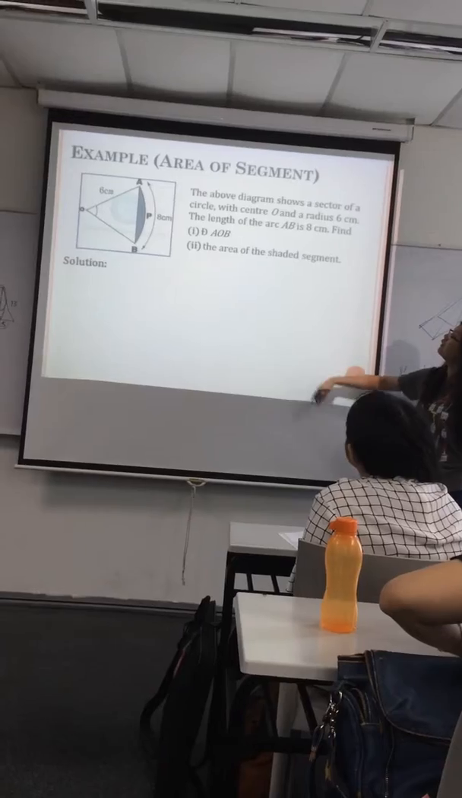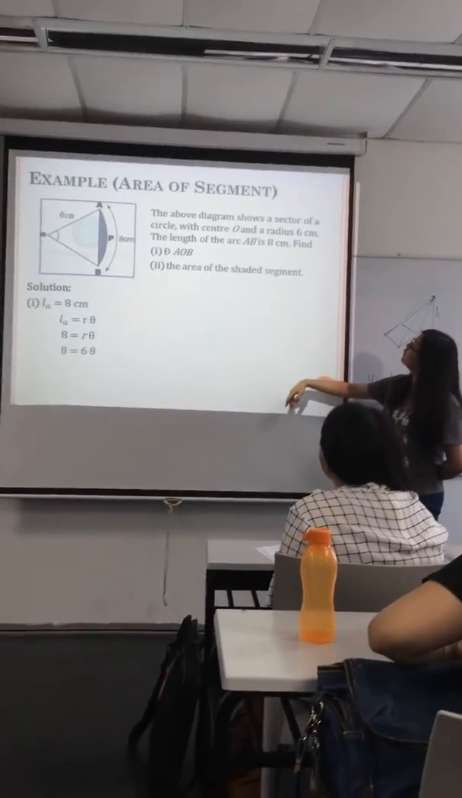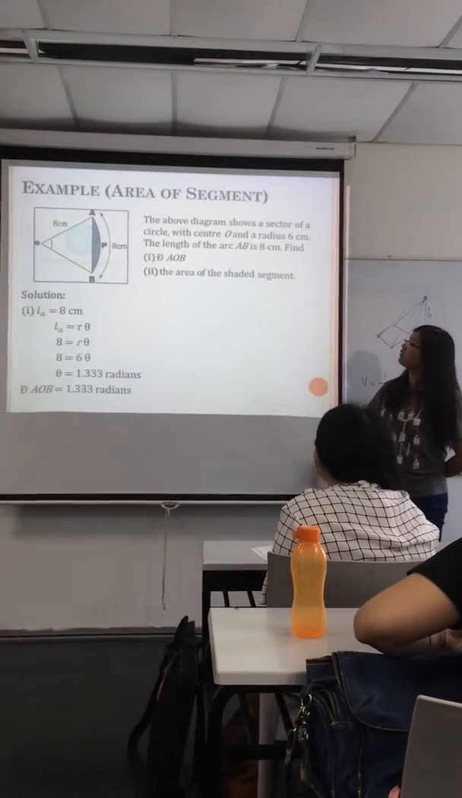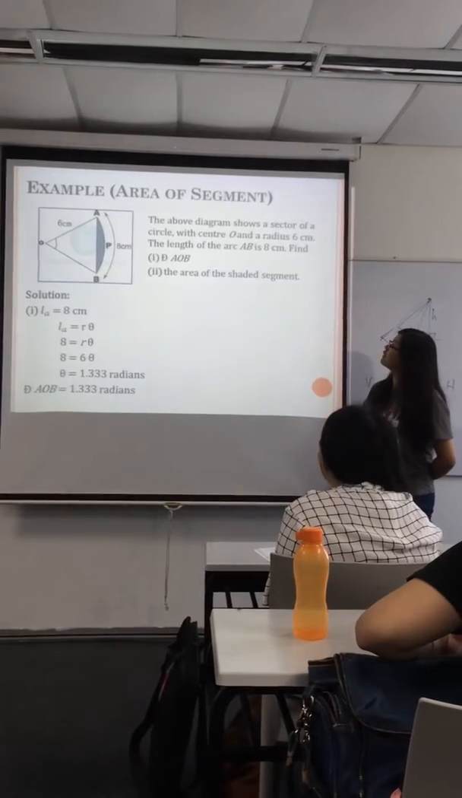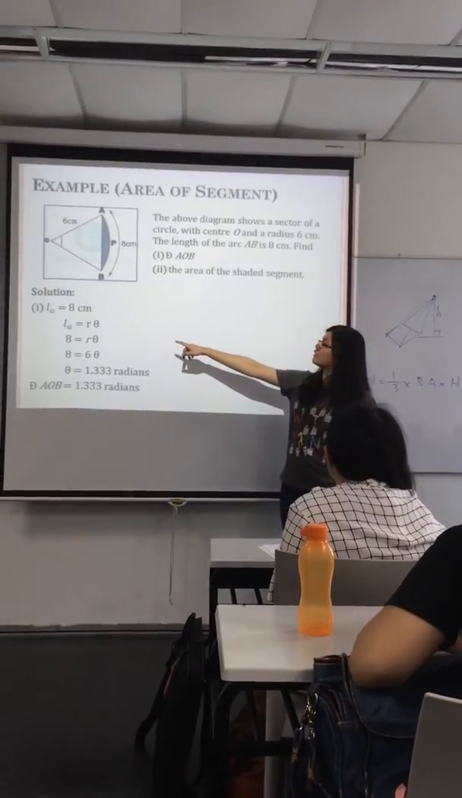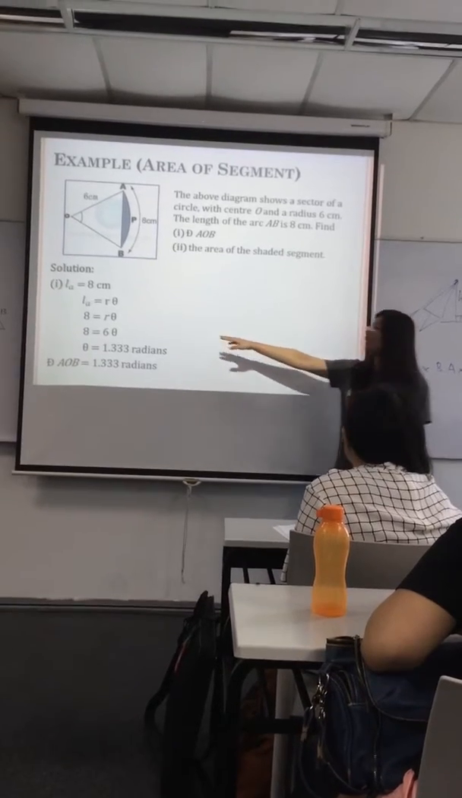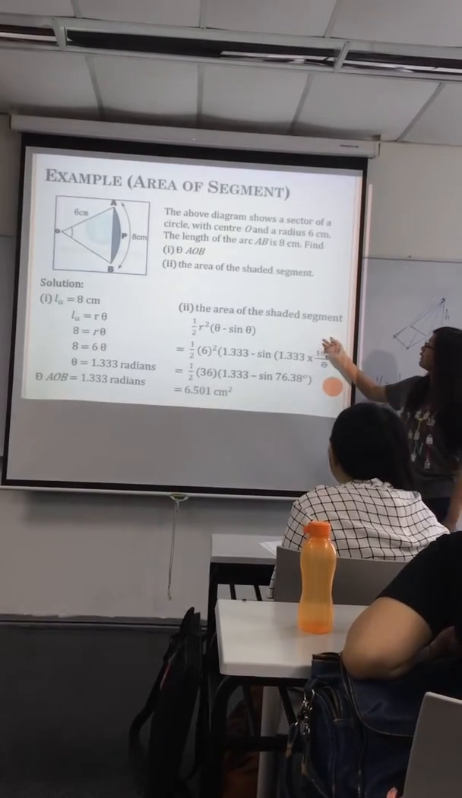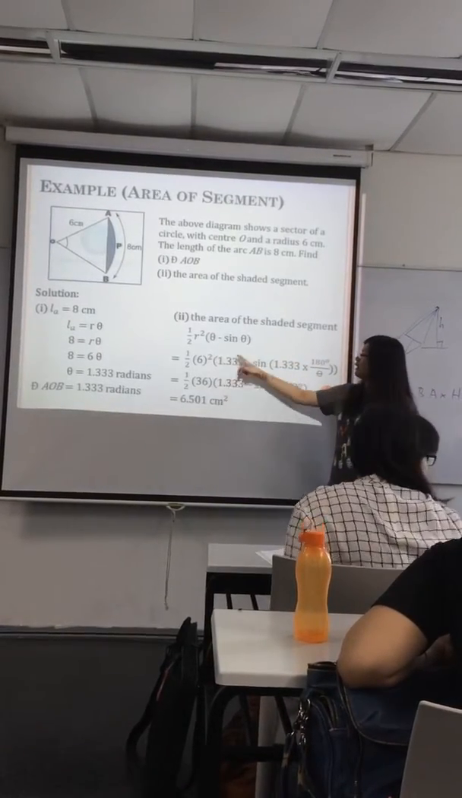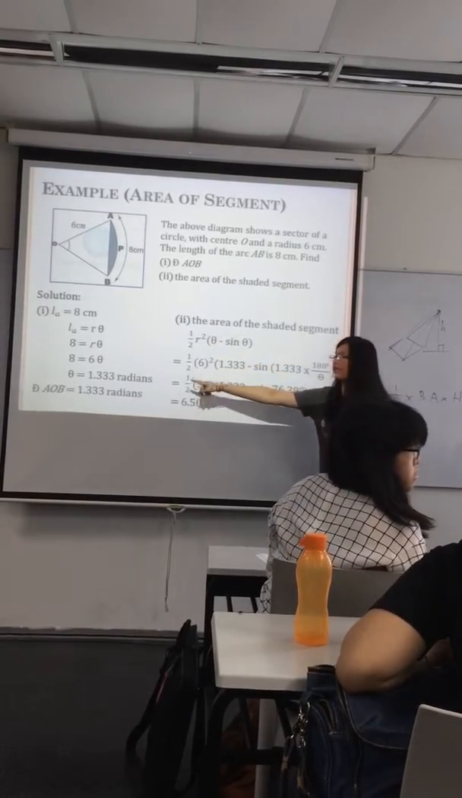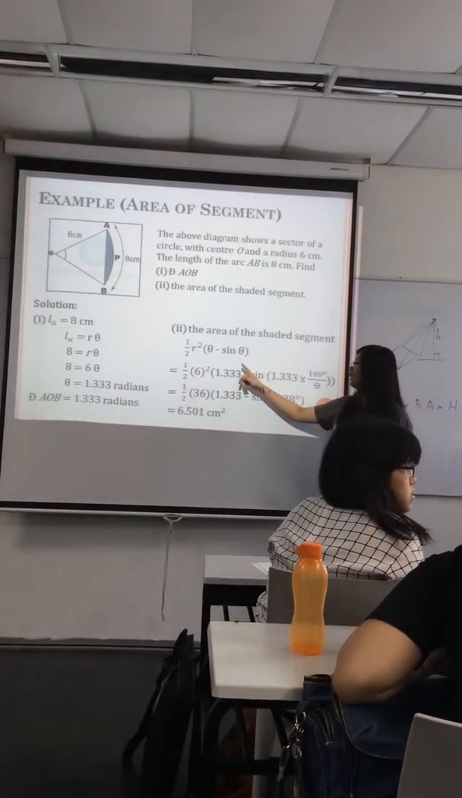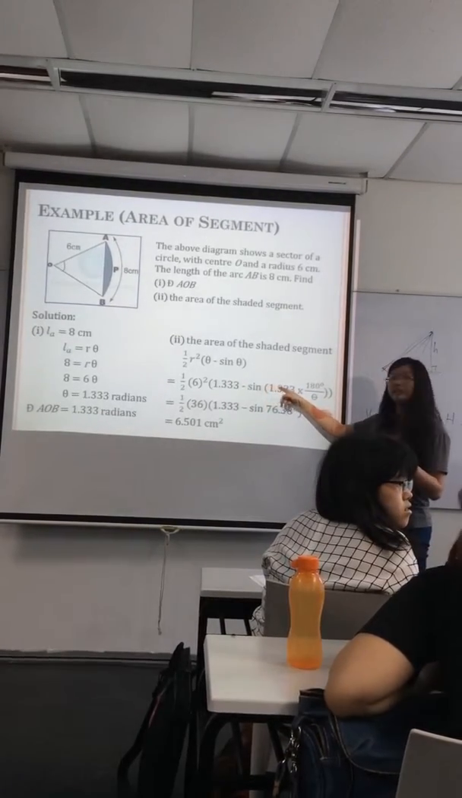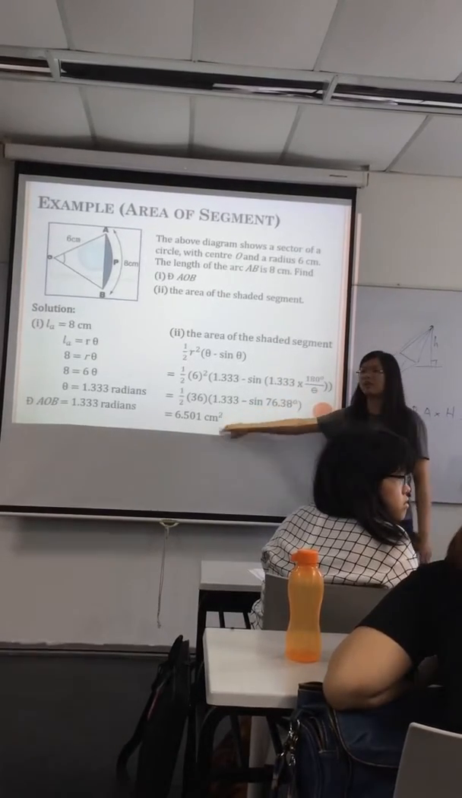So here's the example. The above diagram shows a circle with center O and a radius of 6 cm. The length of the arc is 8 cm. Find the angle AOB and the area of the shaded segment. For the arc length, we just use the easiest formula. Arc length equals r theta, and we will find the radians. For the area of the segment, we just use this formula. We already found the radian, so we just sub into here. For sine, you can use either radian or degree, and you'll find the answer.